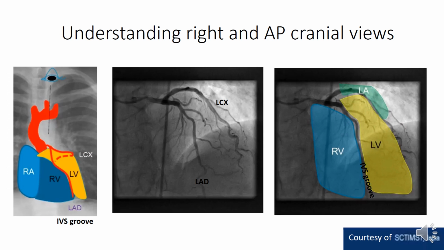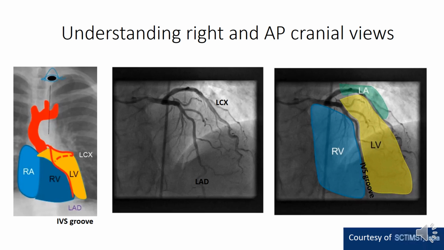The second orientation is the right and epicranial views. As we told before, for simplification, we are dealing with them as similar orientation. So we are looking from the cranial side of the patient, we are aligned with the interventricular septal groove. So the vessel that runs along the picture is the LAD running in the interventricular septum.